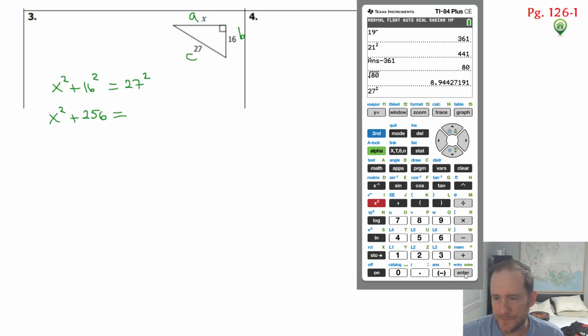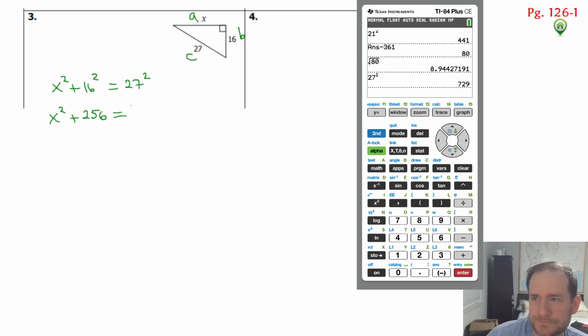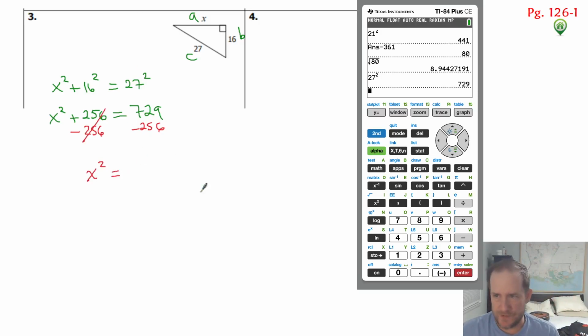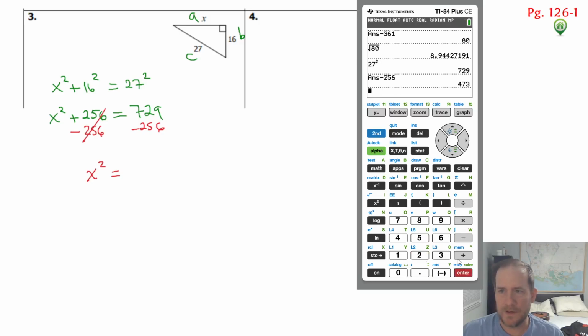and that equals whatever 27 squared is. 27 squared, 729 apparently. Okay, so now that you've squared everything, you'll subtract the 256 from both sides. You can get that to cancel. Now you've got x squared that equals whatever you get here. Let's just use our calculator. We're subtracting 256, and so we're left with 473.